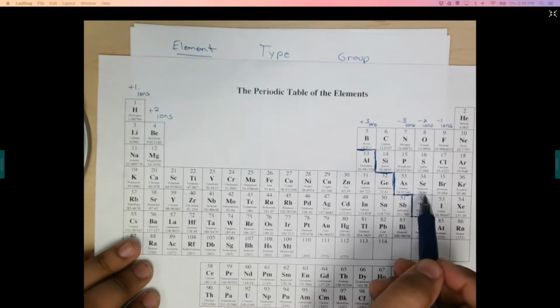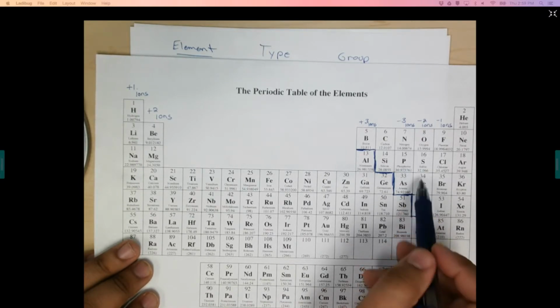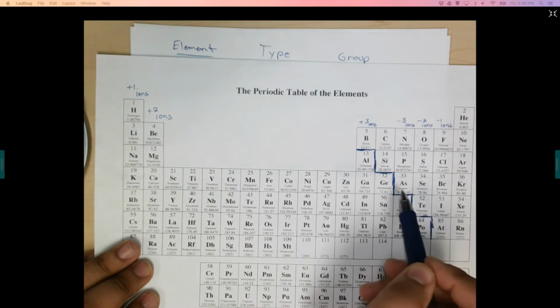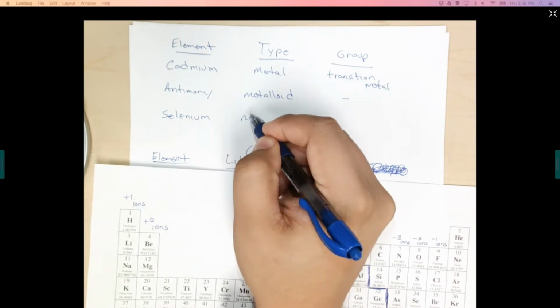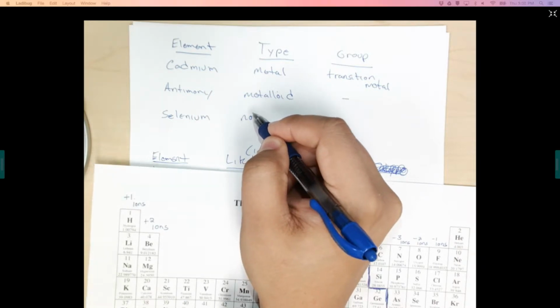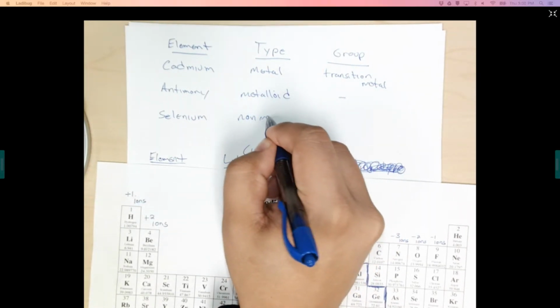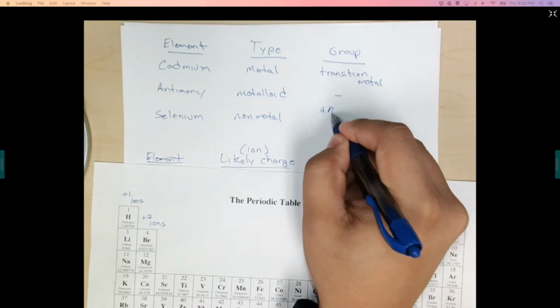And then selenium is here. It is in our group 6A. It is to the right of the staircase line, so it is a nonmetal. And it is in 6A, so that makes it a chalcogen.